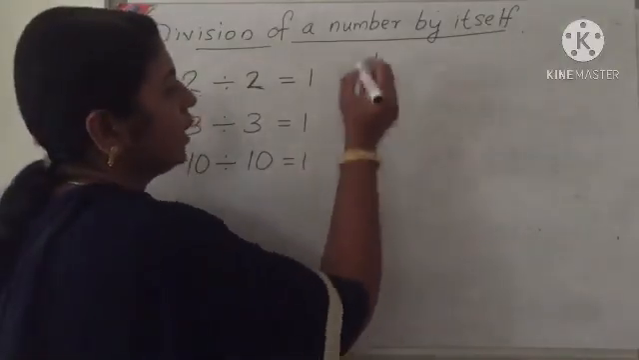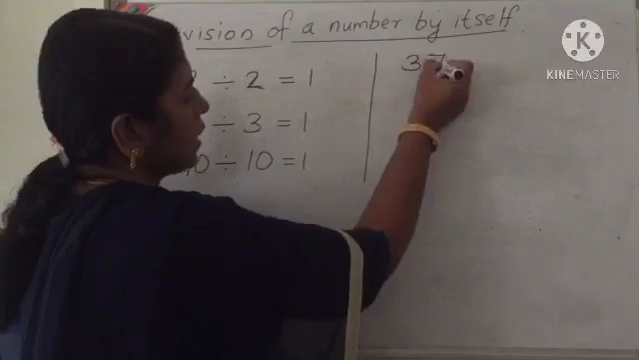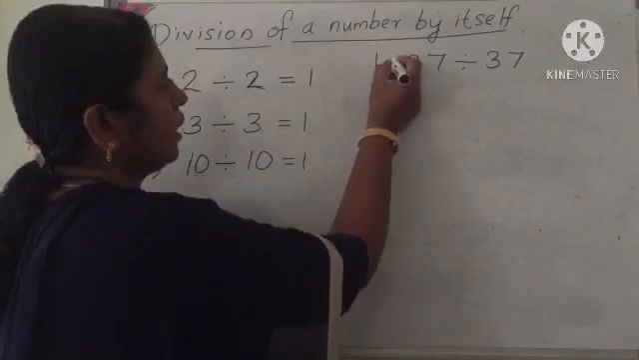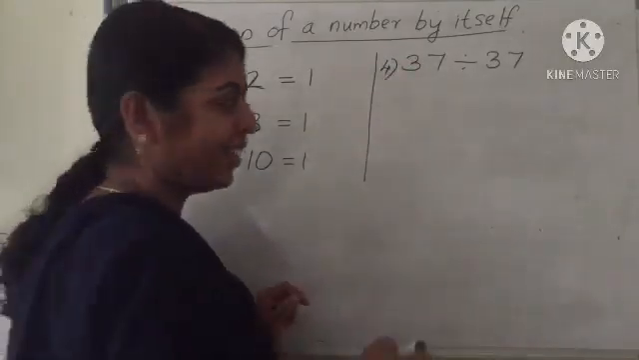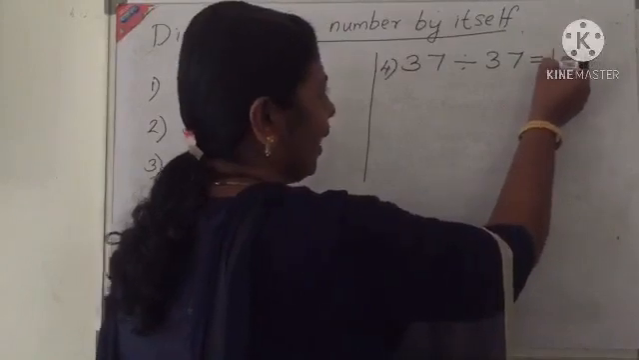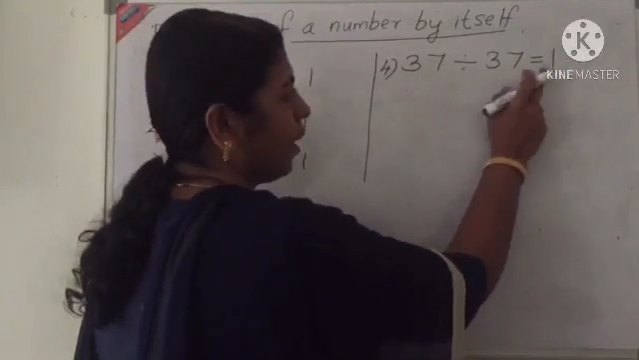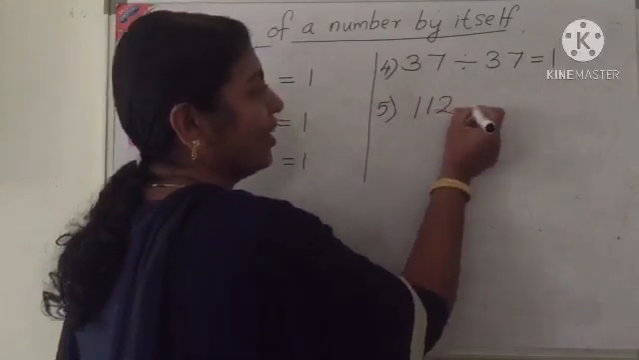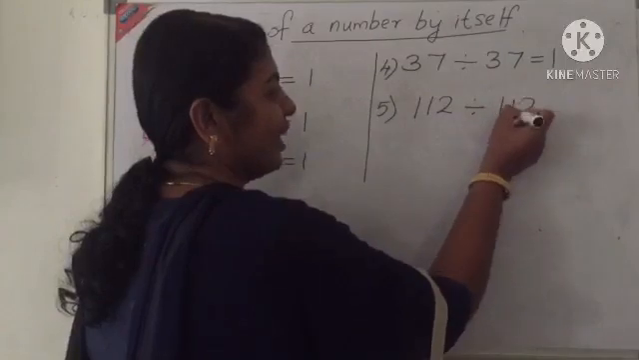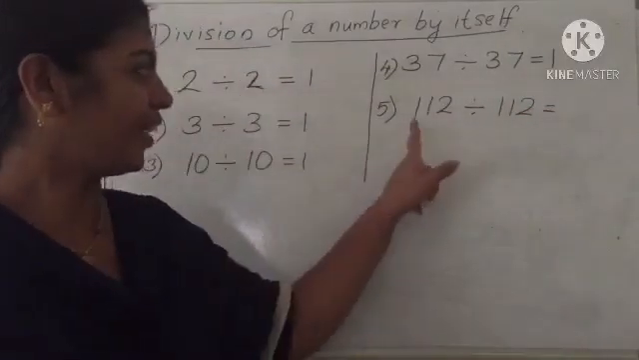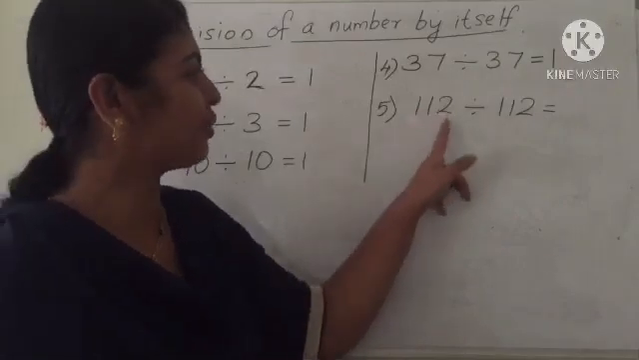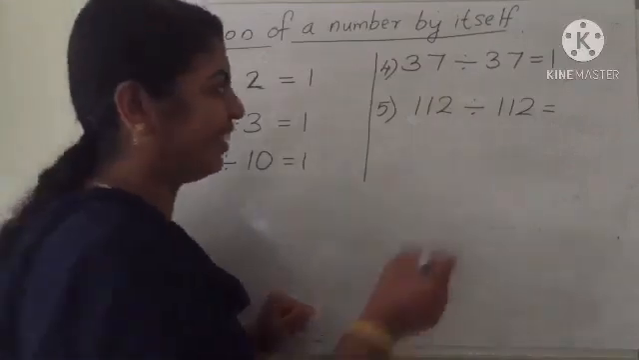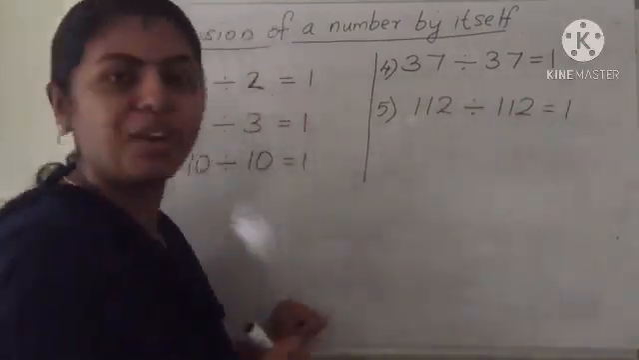Then tell me what is the answer of 37 divided by 37? It's very good. It's 1. A number divided by the same number equal to 1. Then 112 divided by 112. What is the answer? A big number, isn't it? 112 divided by 112. You studied all this, isn't it? Then it's 1.